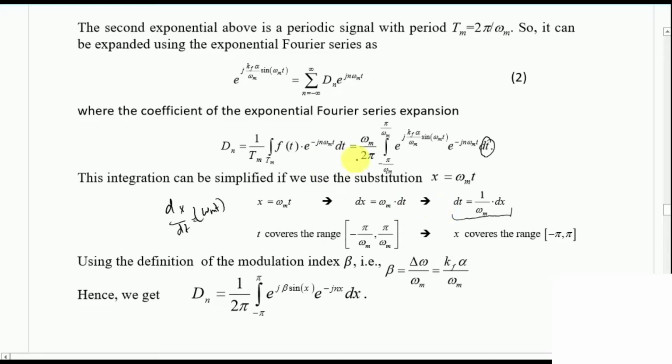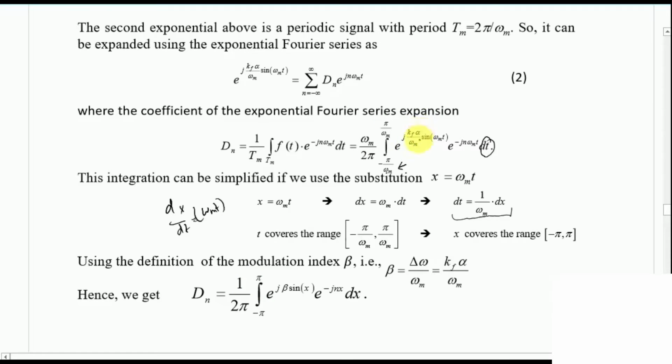Another thing is regarding the limits of integration, the lower limit and upper limit. Since now our new variable x is equivalent to omega m into t, this original t would be multiplied with omega m. So if you multiply this with omega m, this omega m would cancel with this omega m. So you would have an integration which is from minus pi to pi.